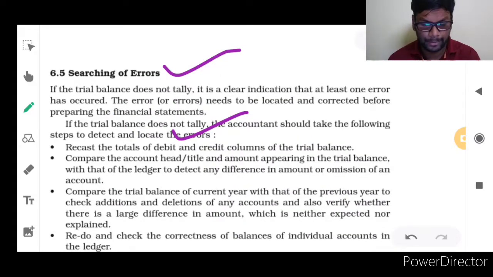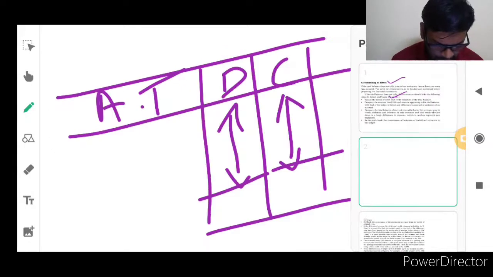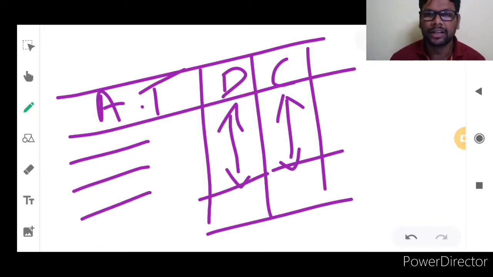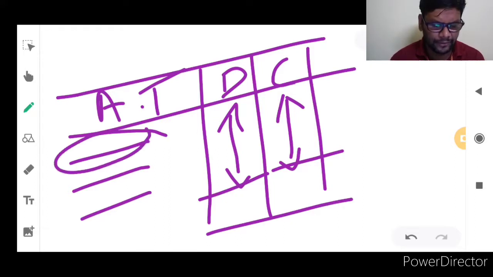Second, compare the account heads, titles and the amounts appearing in the trial balance with the ledger to detect any difference in amount or omission of an account. The accountant is comparing the ledger accounts, which are the separate, individual accounts, with the trial balance, because the ledger account heads will be there in the trial balance accounting titles, isn't it? So in the trial balance, all the ledger heads will appear, for example sales, purchases, capital, cash, whatever it is.